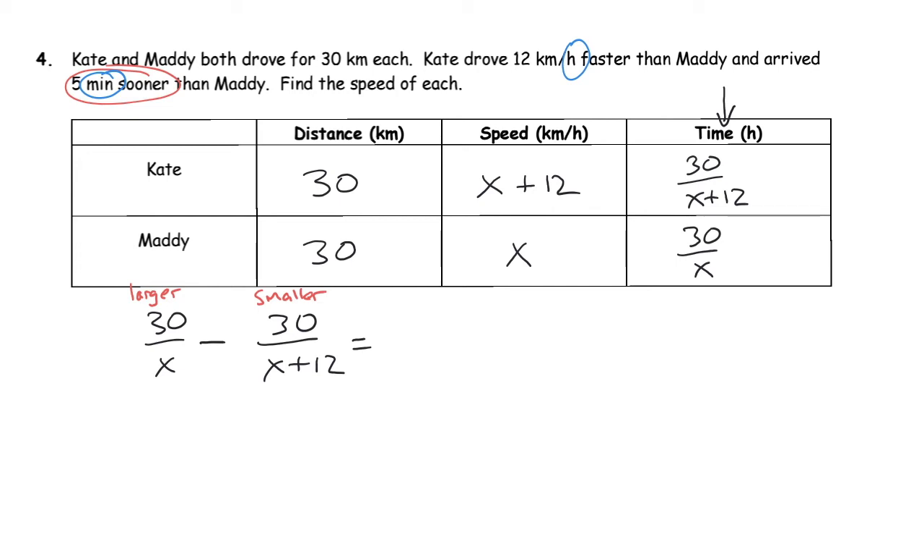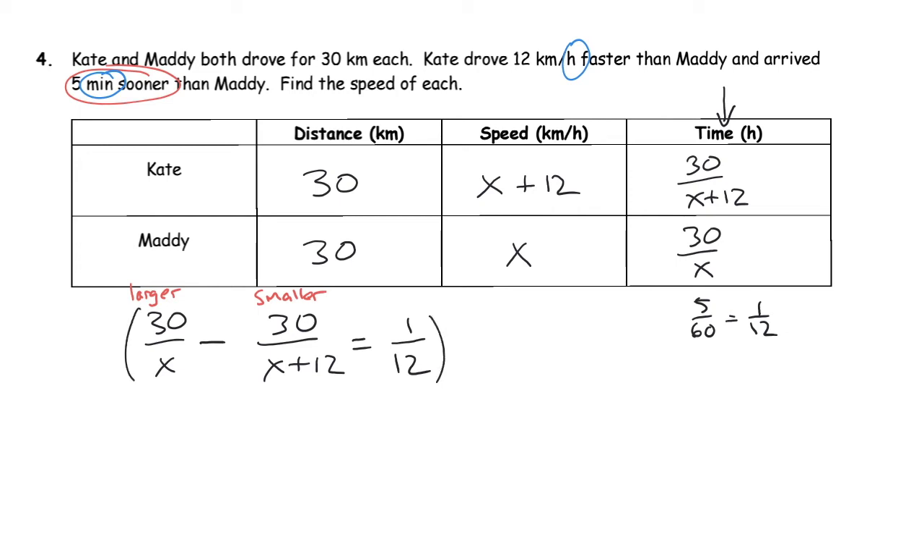So instead of writing 5 minutes, we're going to write 1/12 of an hour because 5 minutes is 1/12 of an hour, right? 5 over 60 is going to reduce to 1/12. And so there we go. The difference between them is 1/12 of an hour.